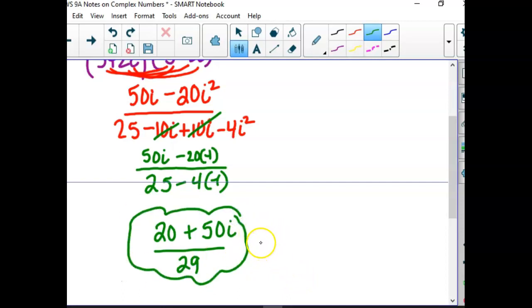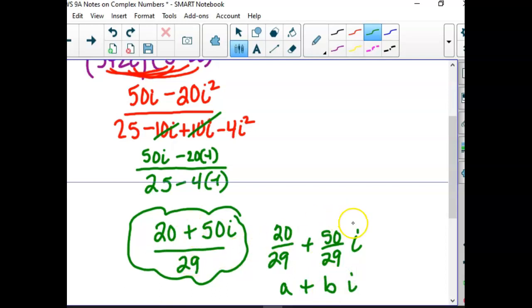If I assign this on Delta Math, I think you have to write 20 over 29 plus 50 over 29i because they want the a plus the bi separated. But I'll take this, I don't care. Just so you're clear, that's the same thing. Whew! Can you try 11?